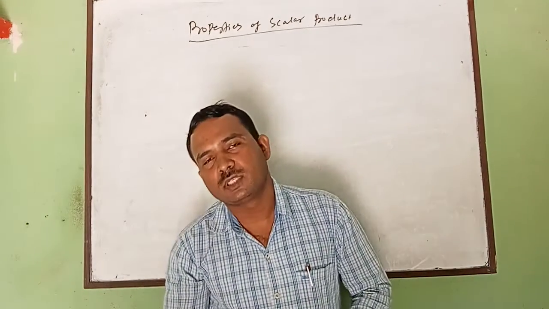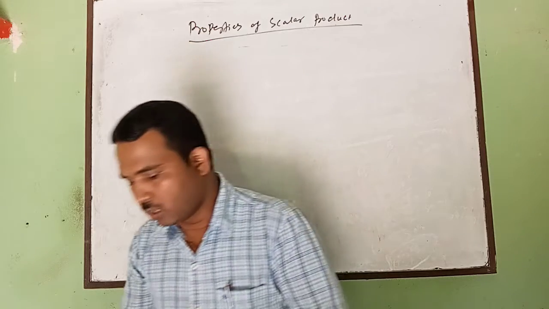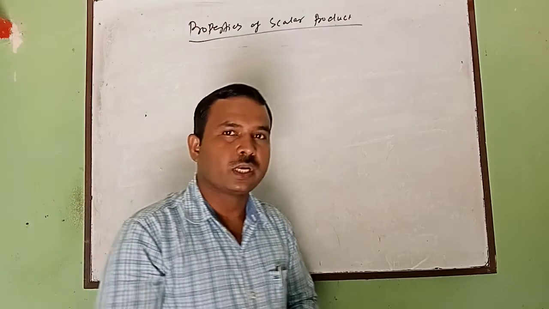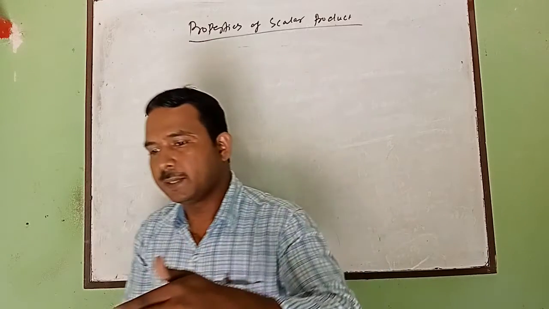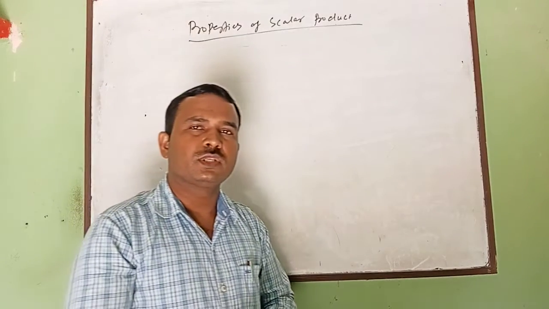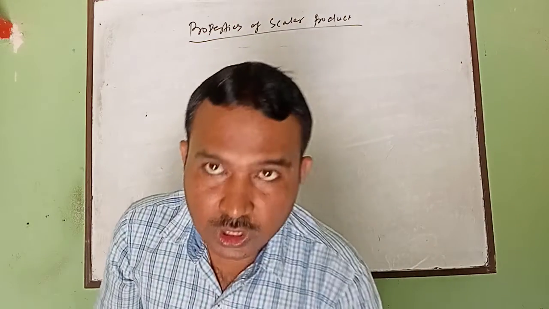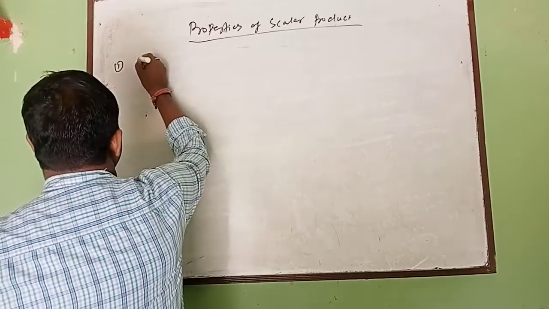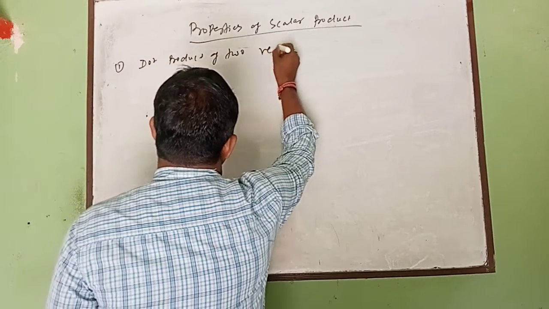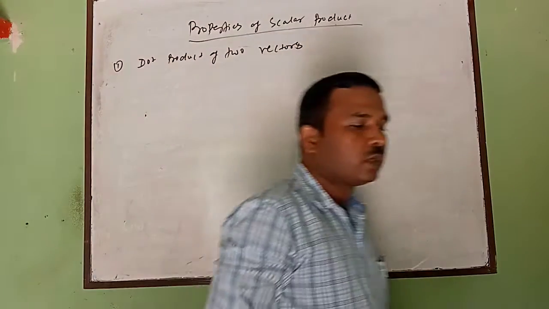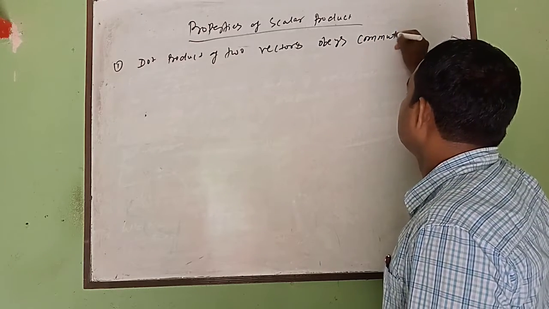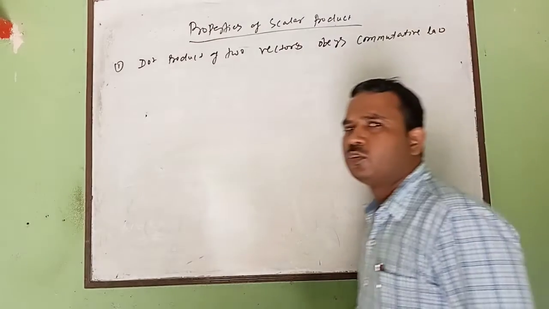But you know that whenever we apply a force, or if two objects are acting at some angles, or the objects are moving, there are so many cases. So first, the dot product of two vectors obeys the commutative law. Always, commutative law means what?